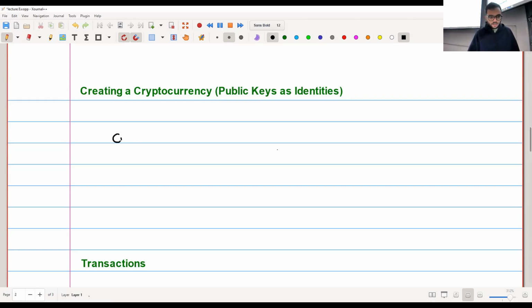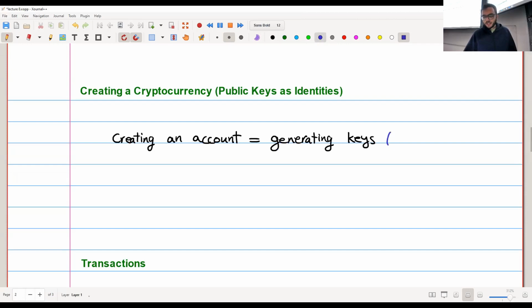So creating an account is just generating keys. And you don't have to even announce them to anyone. You can just create an account on your own. We've seen how to do this with RSA. You can also do it with any other crypto system. But that's it. All I need is that I need to generate two keys. I need to generate a public key E and a private key D.